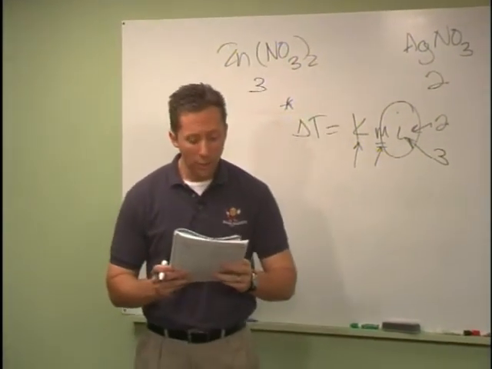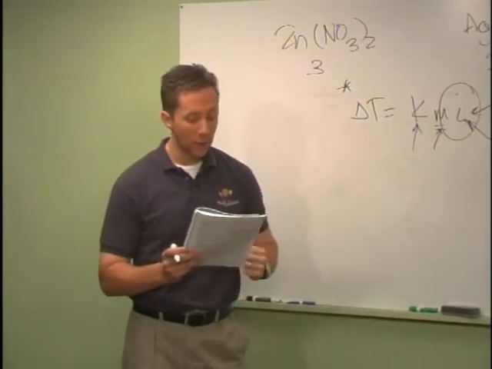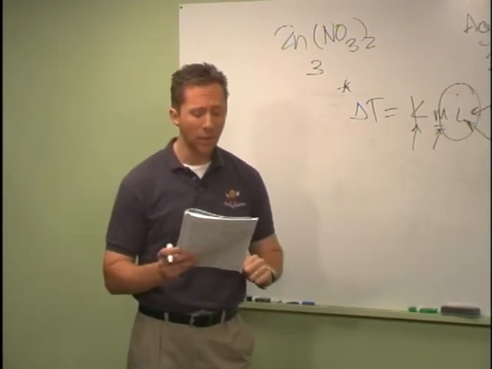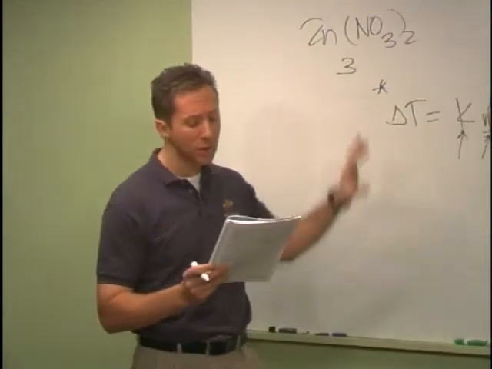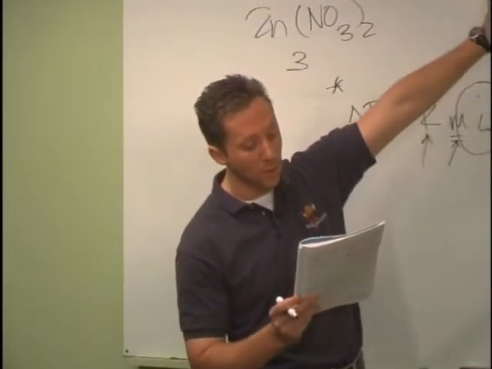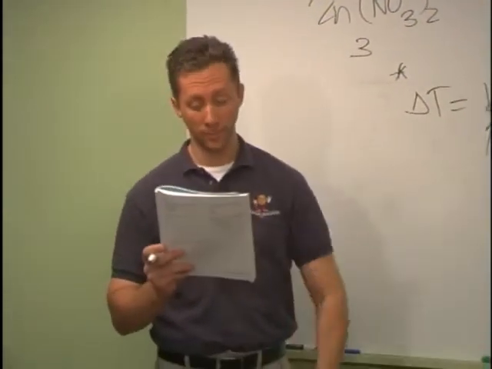Is the boiling point of zinc nitrate higher than that of silver nitrate? It would be yes. In other words, C and D are out. And then B is the best answer, yes, because the solute in the zinc nitrate dissociates into 3 ions, and the solute in the silver nitrate dissociates into 2 ions.